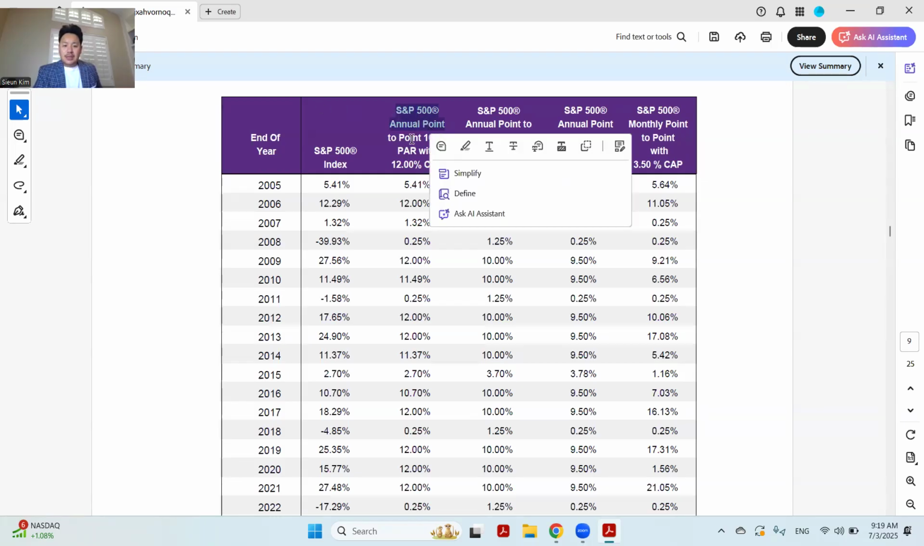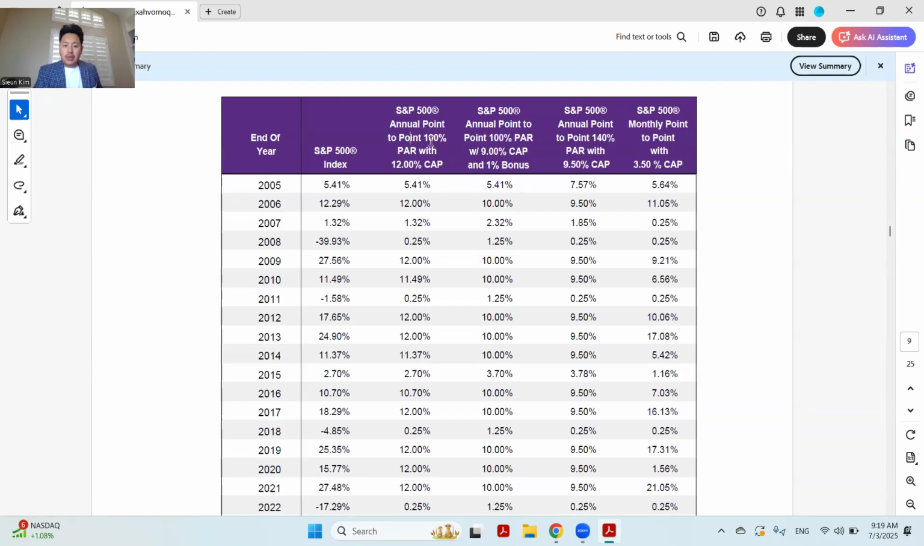So it's contractually guaranteed to never lose value based on the market performance, right? But take a look at the first index, S&P 500 annual point to point. This is the one that we chose as 50% of the portfolio. It says 12% cap. What does that mean? It means that if the market does better than 12% on this particular index, the client can only get up to 12%. Okay, so 12% is max. Even if it did 18, 20%, the client will only get 12% max.